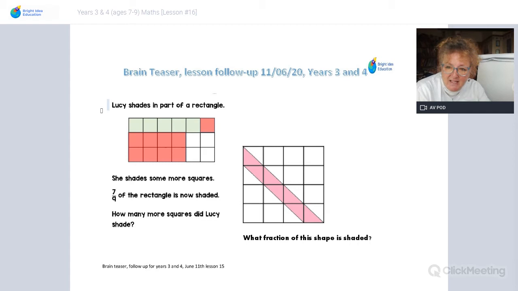So let's have a look at these brain teasers. So we'll start off looking at what Lucy has been up to. And Lucy has been shading parts of her rectangle.